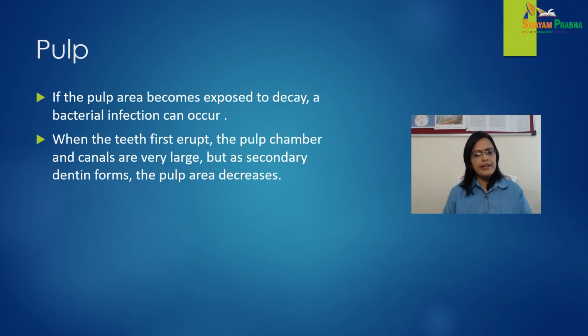If the pulp area becomes exposed to decay, bacterial infection can occur and it may require root canal therapy, which you might have heard of, in order to save the tooth. When the teeth first erupt, the pulp chamber and the canals are very large, but as secondary dentin forms, the pulp area decreases. Okay.